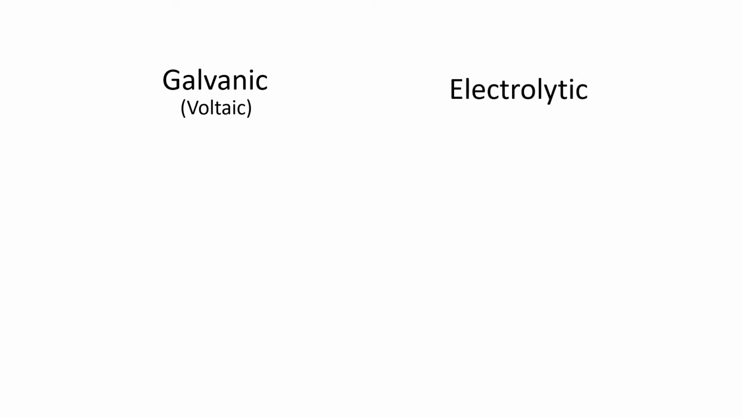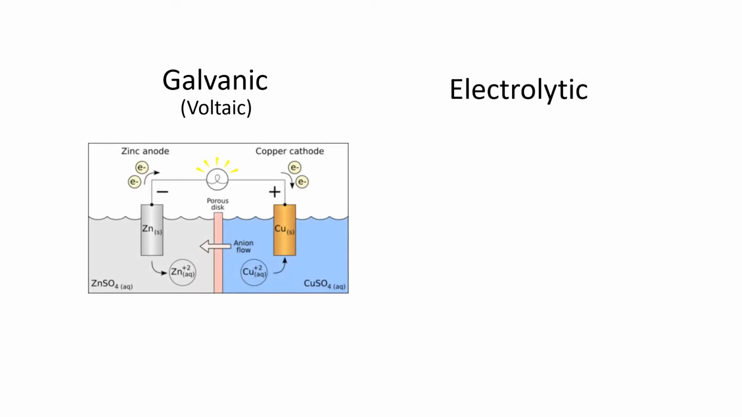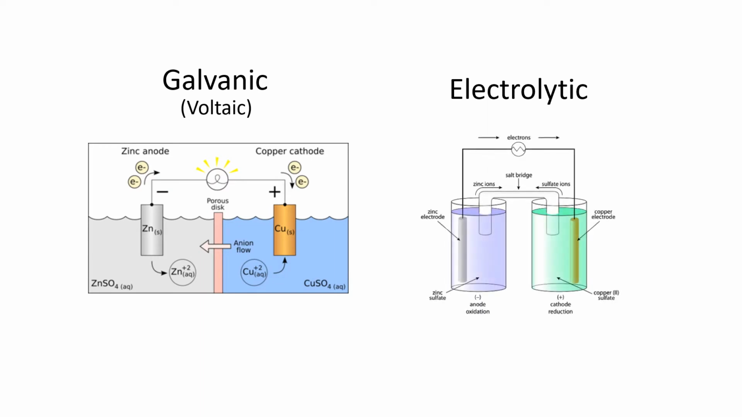There are two types of electrochemical cells: galvanic, also called voltaic, and electrolytic. Galvanic cells derive their energy from spontaneous redox reactions, while electrolytic cells involve non-spontaneous reactions and thus require an external electron source like a DC or an AC power source.